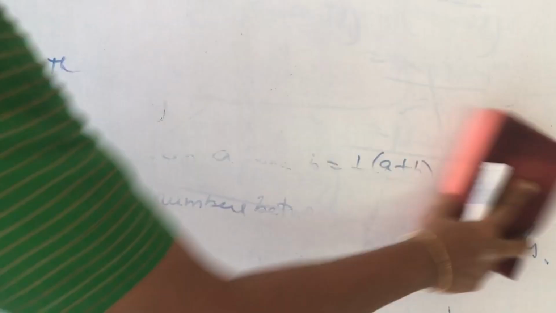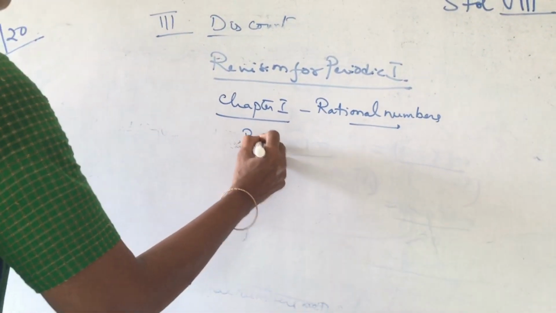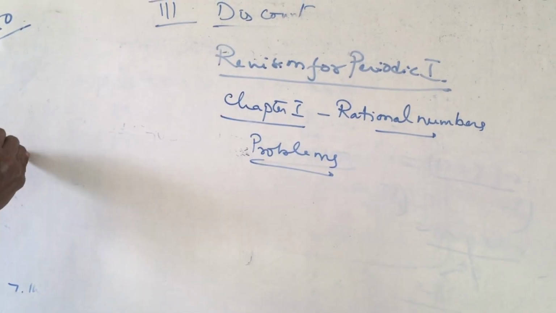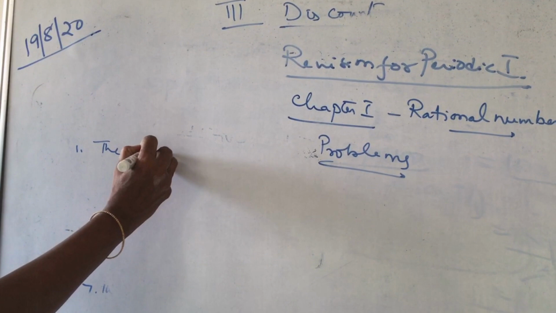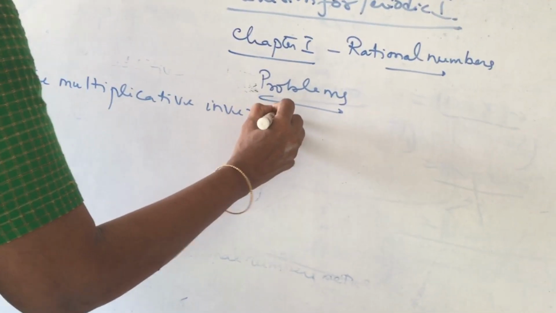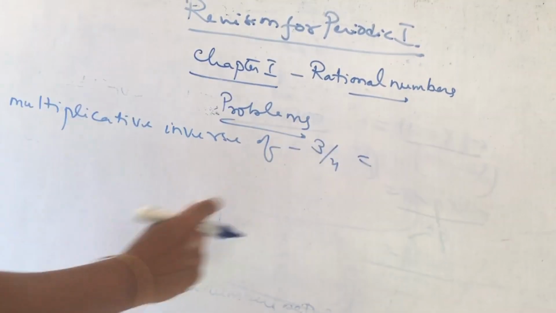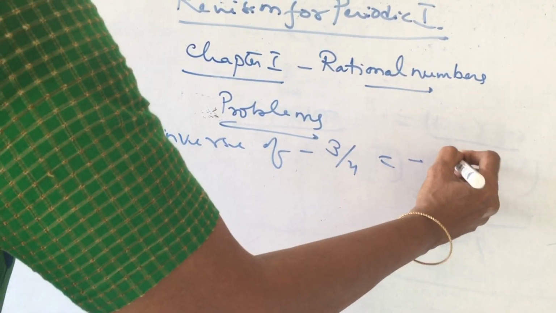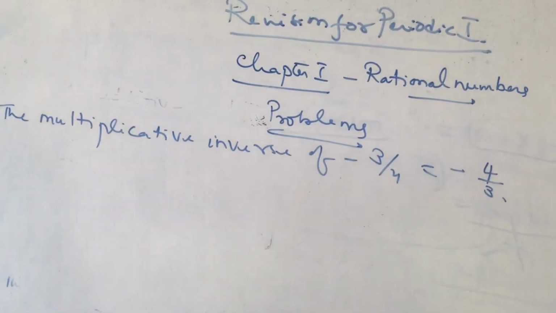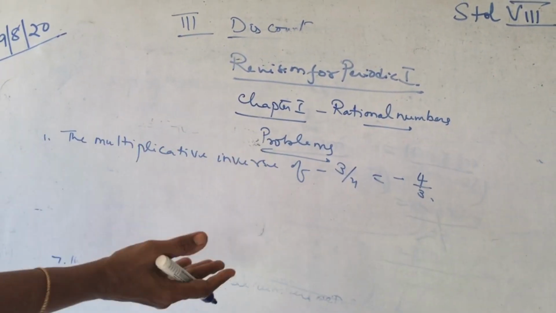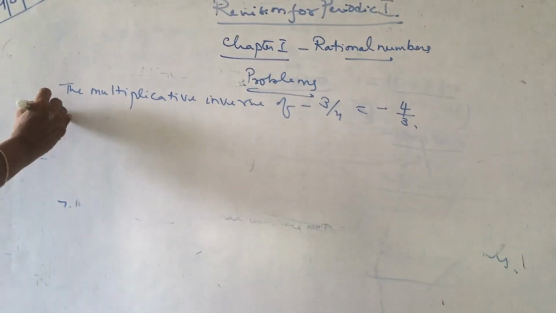Now coming to problems. Chapter 1, rational numbers. Problems. Question number 1. The multiplicative inverse of minus 3 by 4. When I say the word multiplicative inverse, children, the sign will be as it is, only just reverse the number. Sign positive means positive, negative means negative, but only reciprocal the number. 3 by 4 becomes 4 by 3.